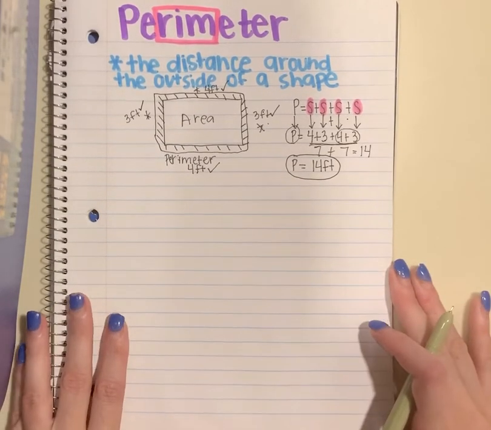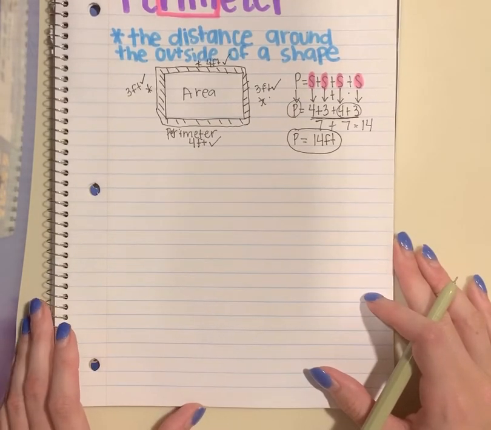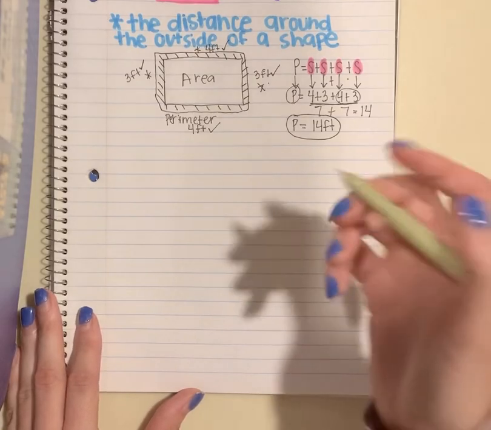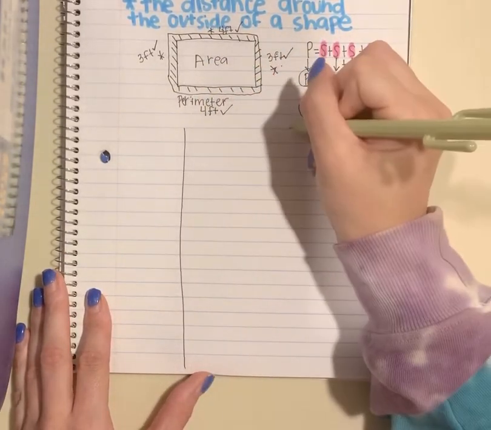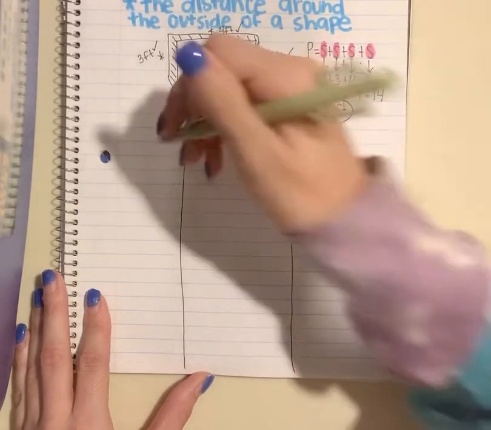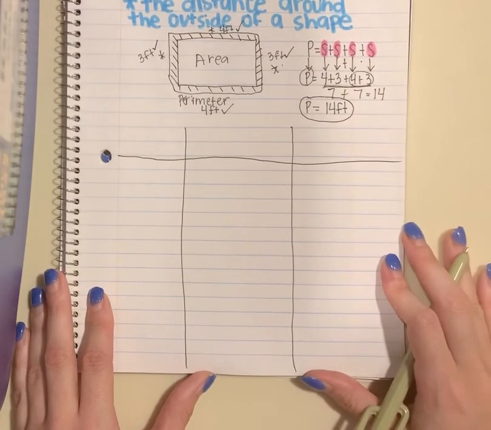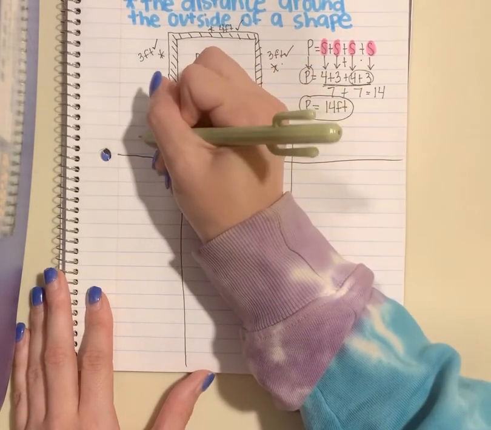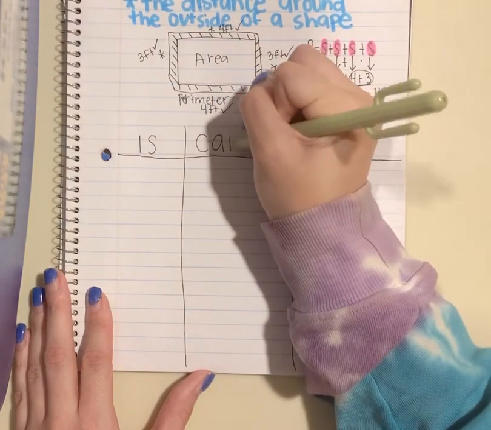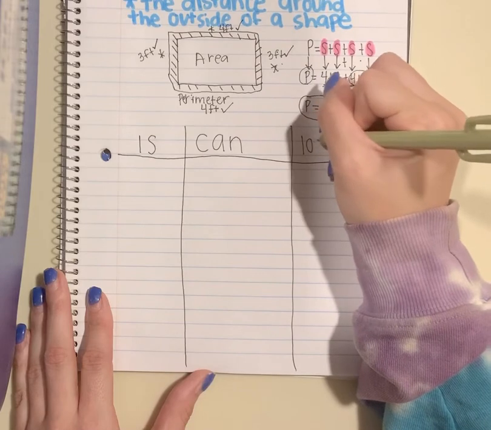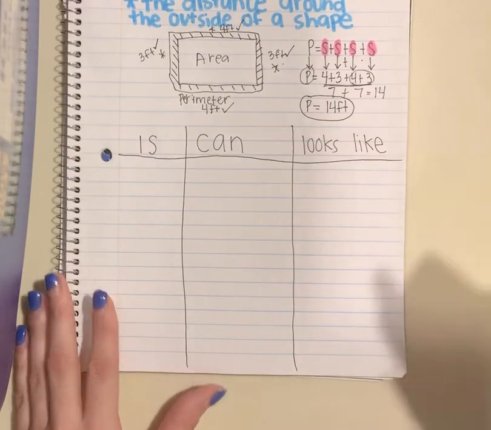Okay, if you have enough room on your page, like mine, where I have about half the page, you can continue to work on this page. Otherwise, you may turn to the back. And I would like for you to split up your page into 3. Okay, and you are going to write: is, can, looks like. And I will give you just a moment to get that down.